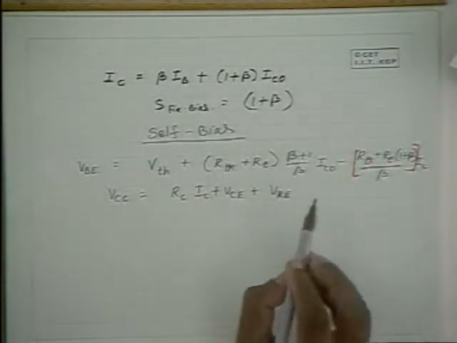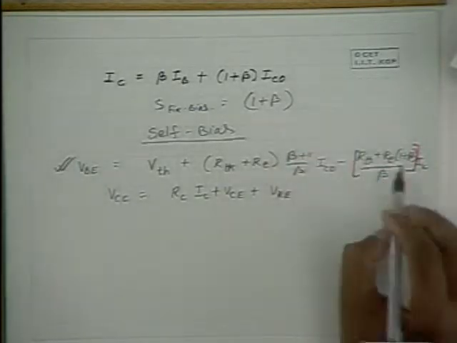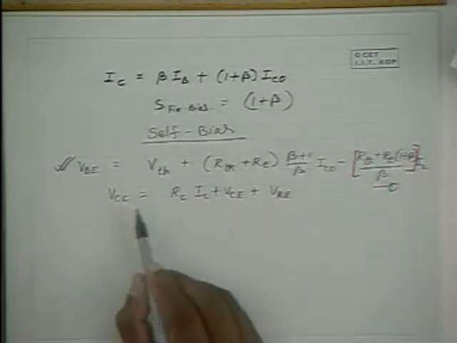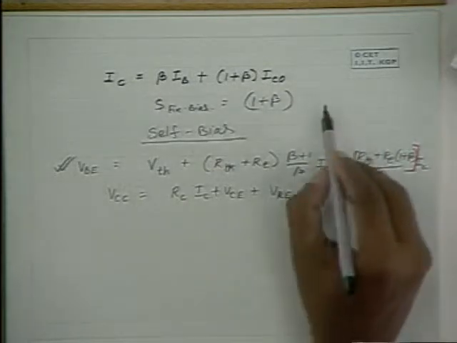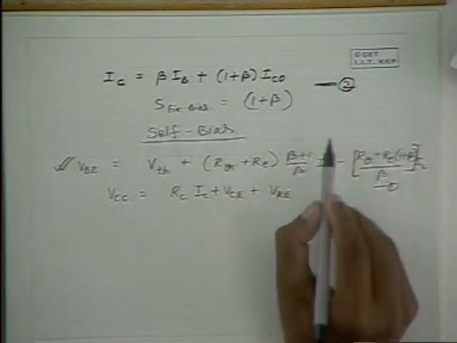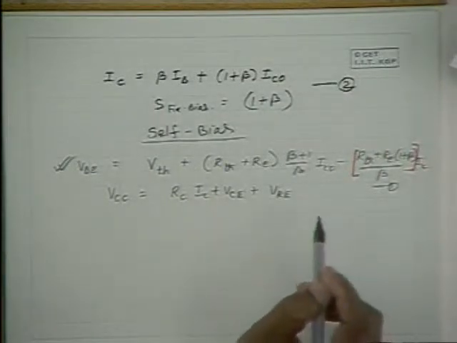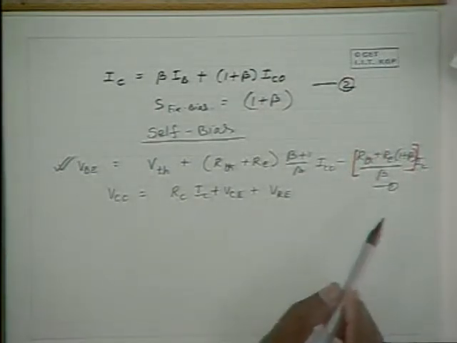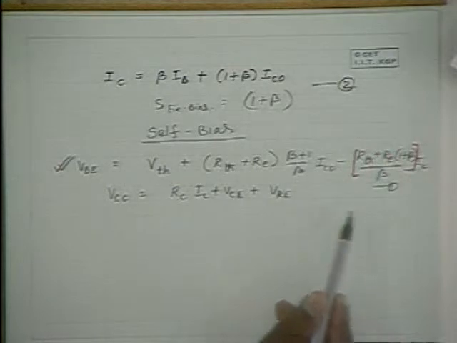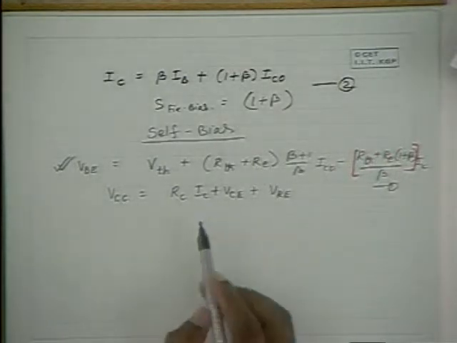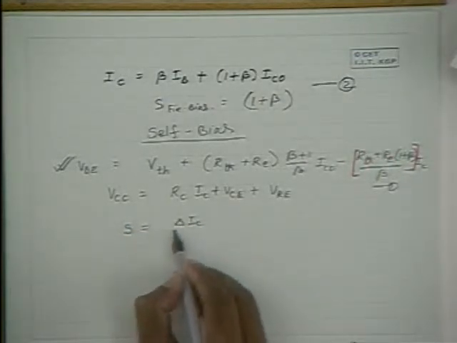Now, for the input side, this expression is important for us. This is one expression, and the other expression is this. Since this is not useful for this analysis, I'm not bringing this equation into the picture. So this is one equation, and this is the second equation. We have to use these two equations. By using these two equations, we can determine delta IC by delta IC naught. Now from this equation, when VB is constant, then naturally V Thevenin is constant. We can determine delta IC by delta IC naught.